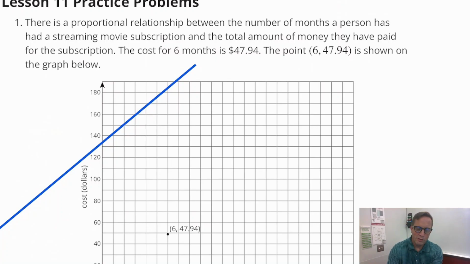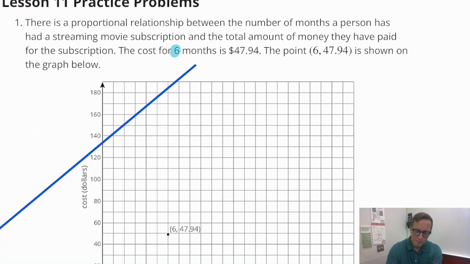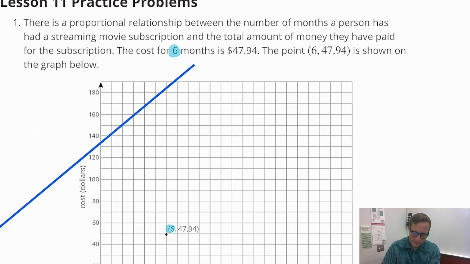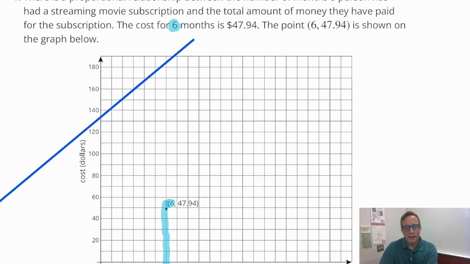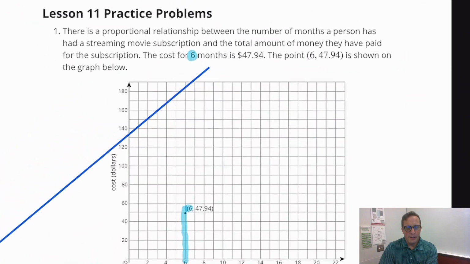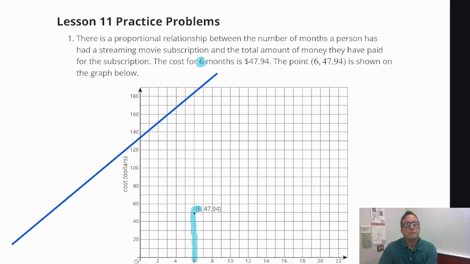So the point 6 is on the x. Okay, right there. That relates to 6 on the x-axis. And the y is 47.94. We kind of have to eyeball this, but it's approximately right around there. That's not perfect, but it will do the job for right now. Okay, and so we've got that point shown.